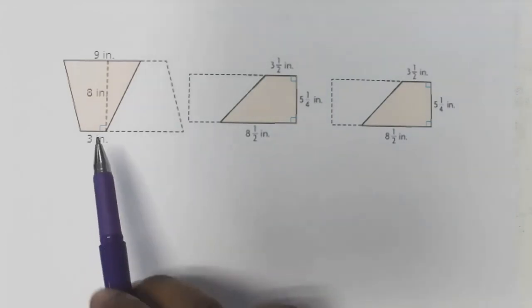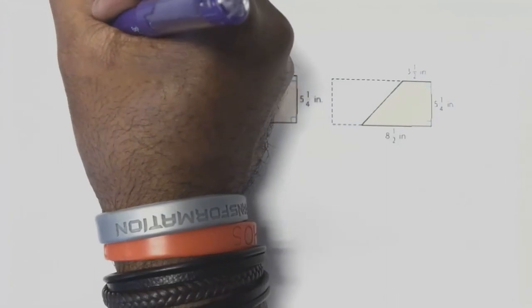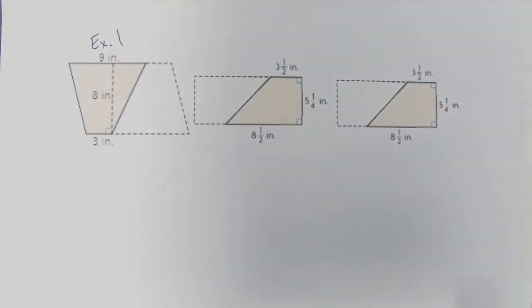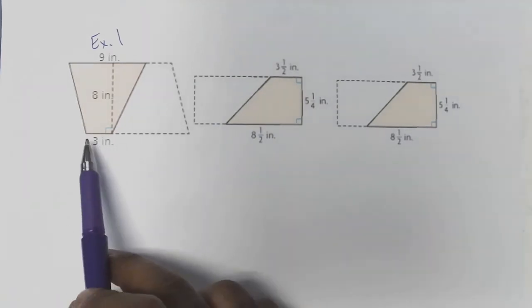So we're going to look at the first one. We're going to call this one example 1. To find the area of the entire parallelogram, what do we do first? Yes, we can multiply the base times the height. What is the base in this trapezoid? Correct, 3 inches.